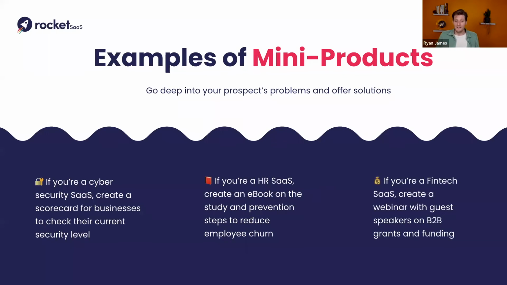And then finally, if you're a fintech SaaS business, create a webinar with guest speakers on B2B grants and funding. Get an expert from HMRC to talk about grants, have an expert talking about the business crisis at the moment with the energy costs, and do a 1-hour webinar with speakers that are not doing this regularly, something that people couldn't get access to before without you. Just create something really valuable that's helping people solve their problems on their own.